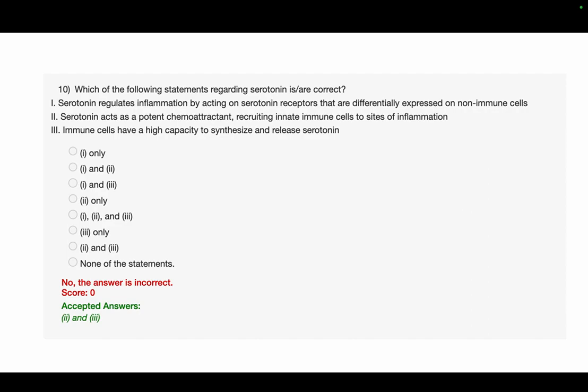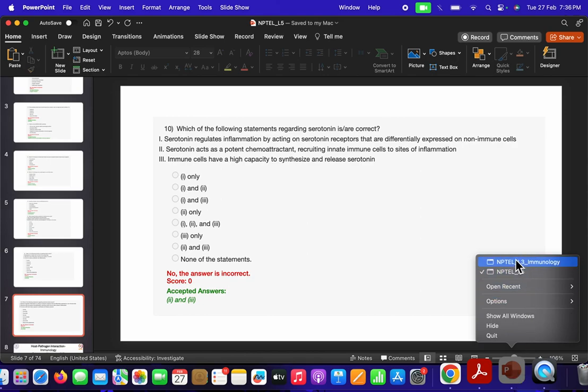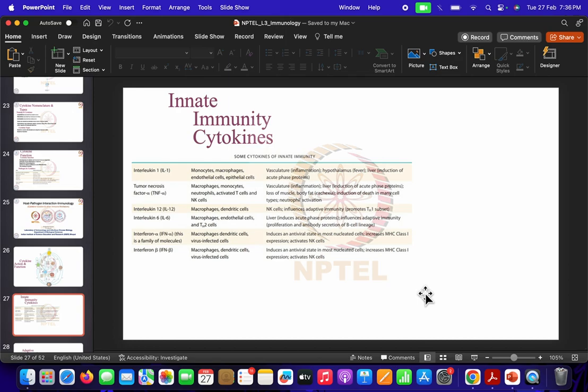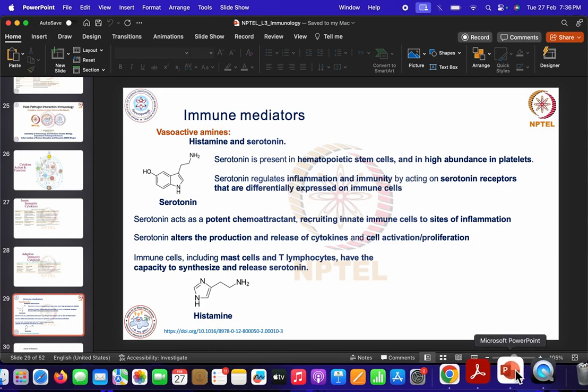Which of the following statements regarding serotonin are correct? Serotonin regulates inflammation by acting on serotonin receptors that are differentially expressed on non-immune cells. No. So, if we go through, serotonin is present in hematopoietic stem cells and in high abundance in platelets. Serotonin regulates inflammation and immunity by acting on serotonin receptors that are differentially expressed on immune cells.